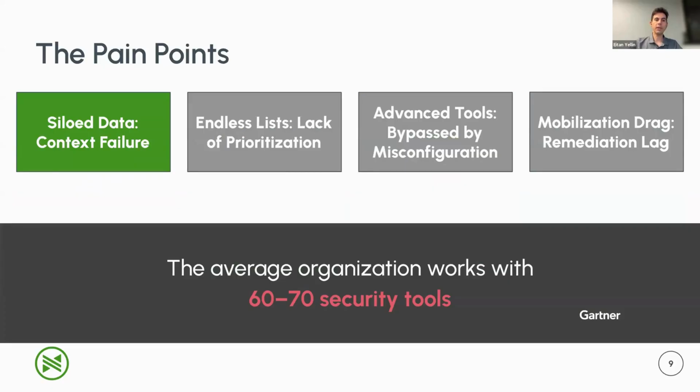First, siloed data. According to Gartner, the average organization works with 60 to 70 security tools. Although we see numbers that are slightly lower, the fact is that data is segmented into silos between tools that don't communicate enough. This leaves security teams trying to manually connect the dots or making decisions without the full context.